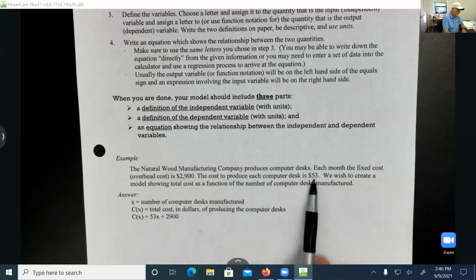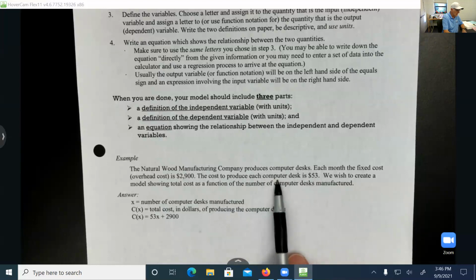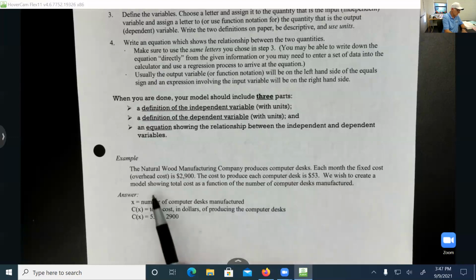If we were to produce one computer desk, the cost to produce it would be $53. And so this might be the wood and the nails and the glue and the paint or finish that is going to be used to manufacture that computer desk. And the cost of actually manufacturing the desks will go up the more desks that we produce. We wish to create a model showing total cost as a function of the number of computer desks manufactured.